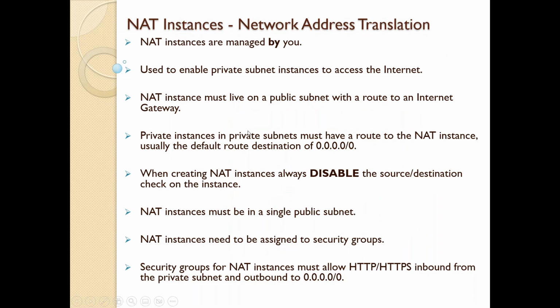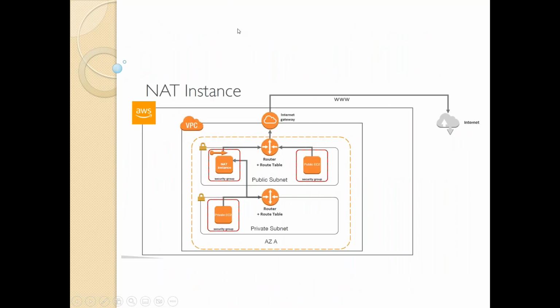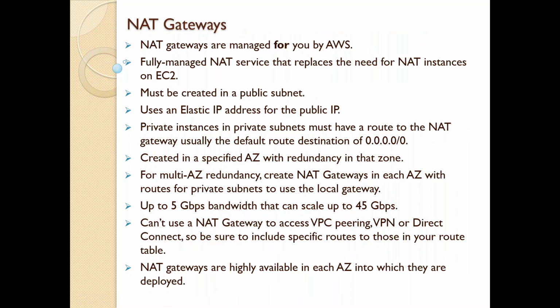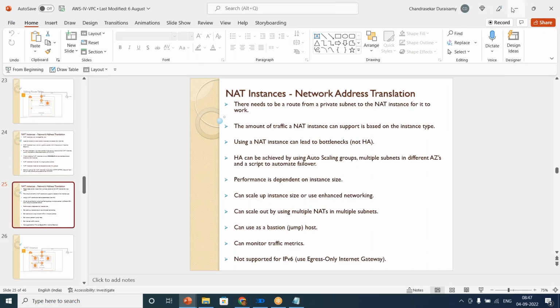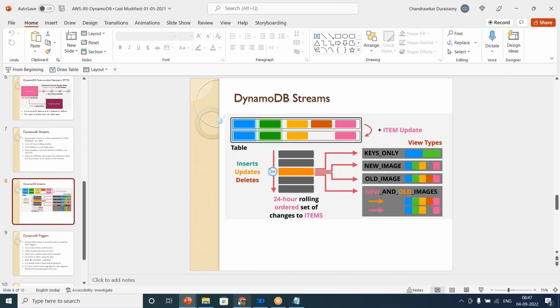See, when creating a NAT instance, always disable the source destination check for the instance. If you don't do this, you will not be able to connect through a NAT instance. Whereas a NAT gateway is a managed service, you don't have to do that. That's why when you simply say NAT, please watch out for the word whether it is instance or gateway, right? So this is how you need to tackle your questions.